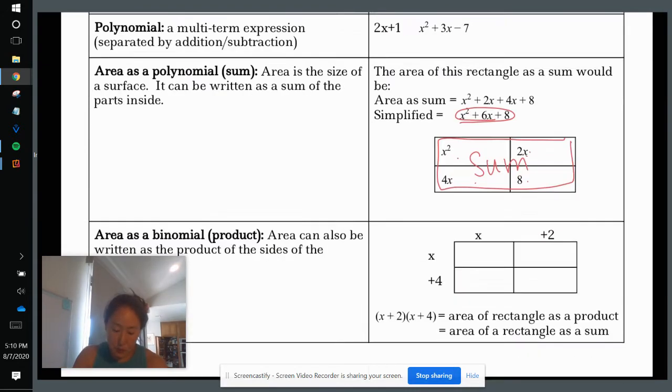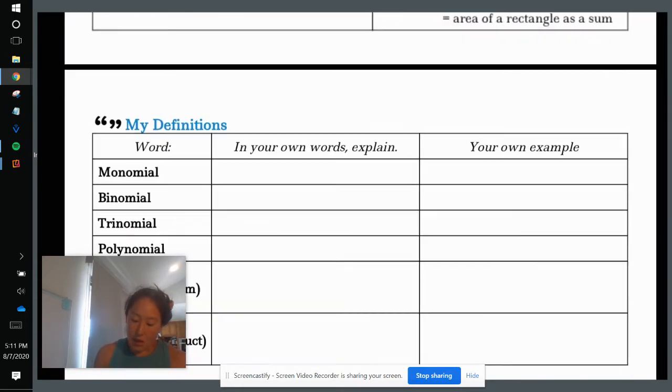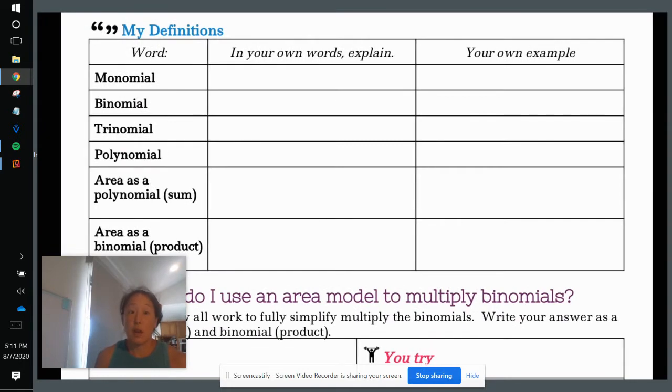Okay. A binomial as a product is on the outside. So these numbers that I'm multiplying together are on the outside. So x plus 4 times x plus 2 is our area as a binomial, or as a product. Another way to think about that is the length times the width. Okay, multiplying 2 numbers together, length times width. All right, your definitions in your own words, you can come back to these, you can look them up, you can do all kinds of stuff.